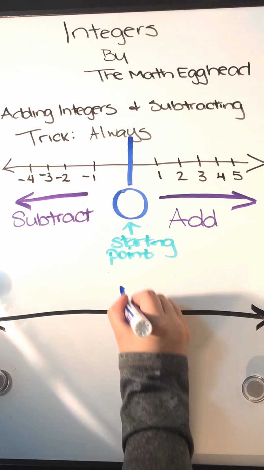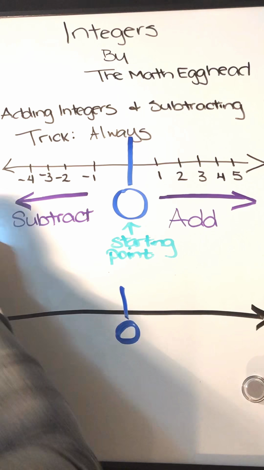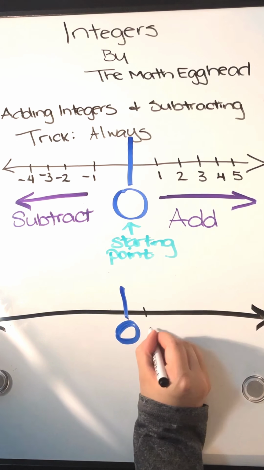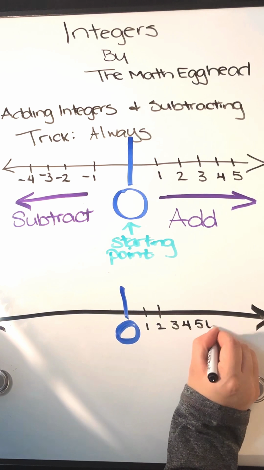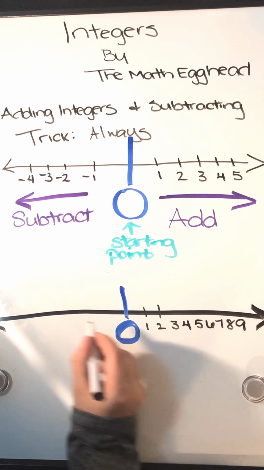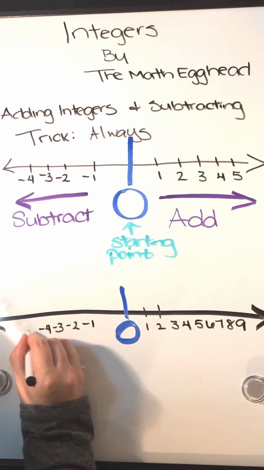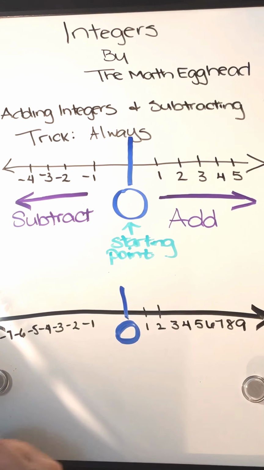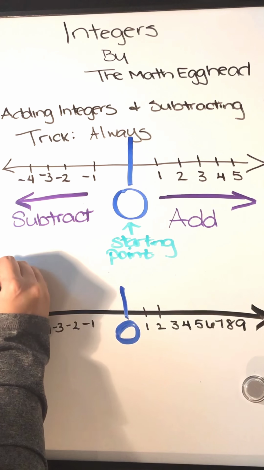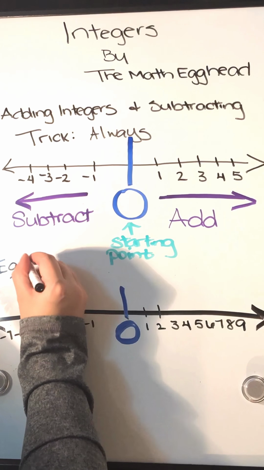Let me make this number line bigger so that you guys can see. We're starting off with the 0, which is our starting point. And you already know that on the right side of 0, those are the positive numbers, and you're adding to the right, so the numbers get bigger. On the left side of 0, you're subtracting. The numbers get smaller, and those are the negative numbers. So let's start off with another problem.